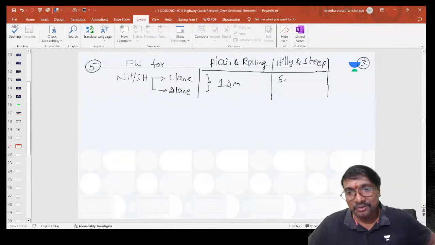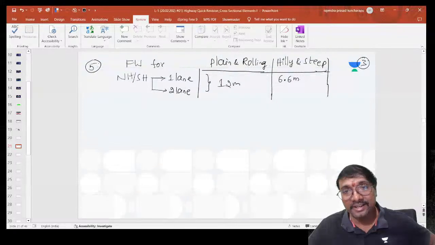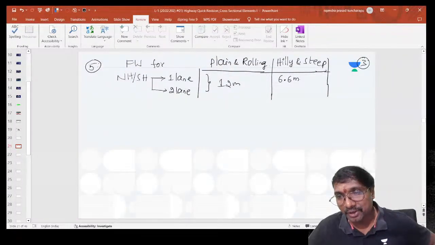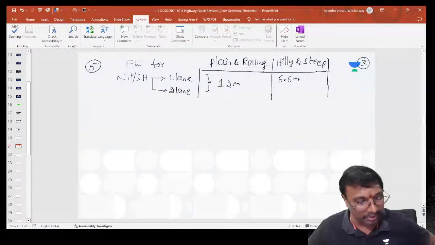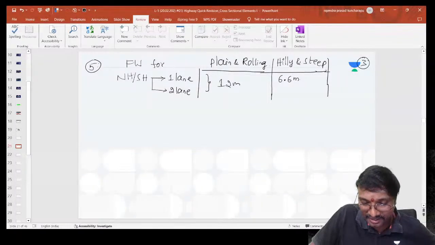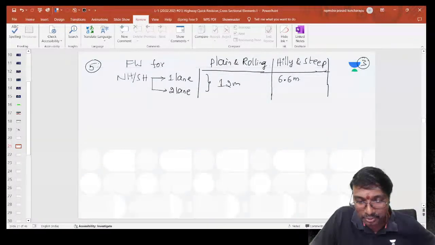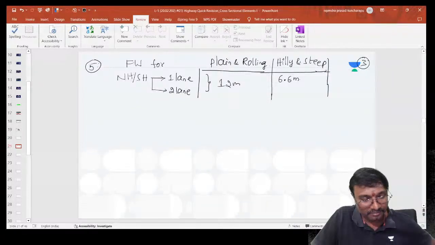Okay, I'll write that, don't worry. 6.6 meters. The 12 meters is for which one? This 12 meters is for plain and rolling terrain only, right? But for hilly terrain, it is 6.6 meters only, right? 6.26 or 6.6 meters?